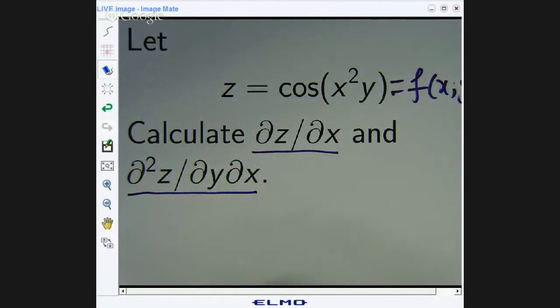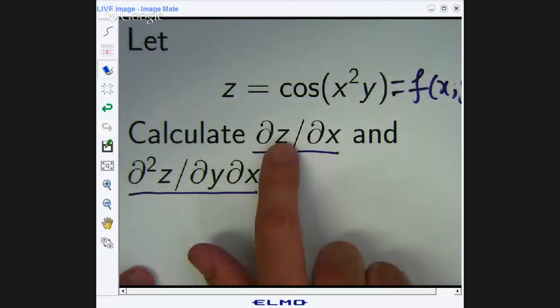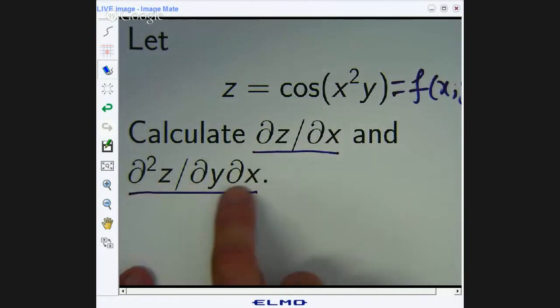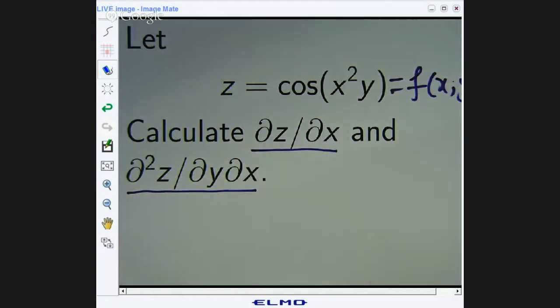Now, just remember the curly d's means partial derivative, in this case of z with respect to the x variable. Here we're talking about a second order mixed partial derivative, and essentially you compute these derivatives by holding one of the variables fixed and just differentiating normally. So how do we do that? Well, let's try the first problem where we were asked to calculate dz/dx.